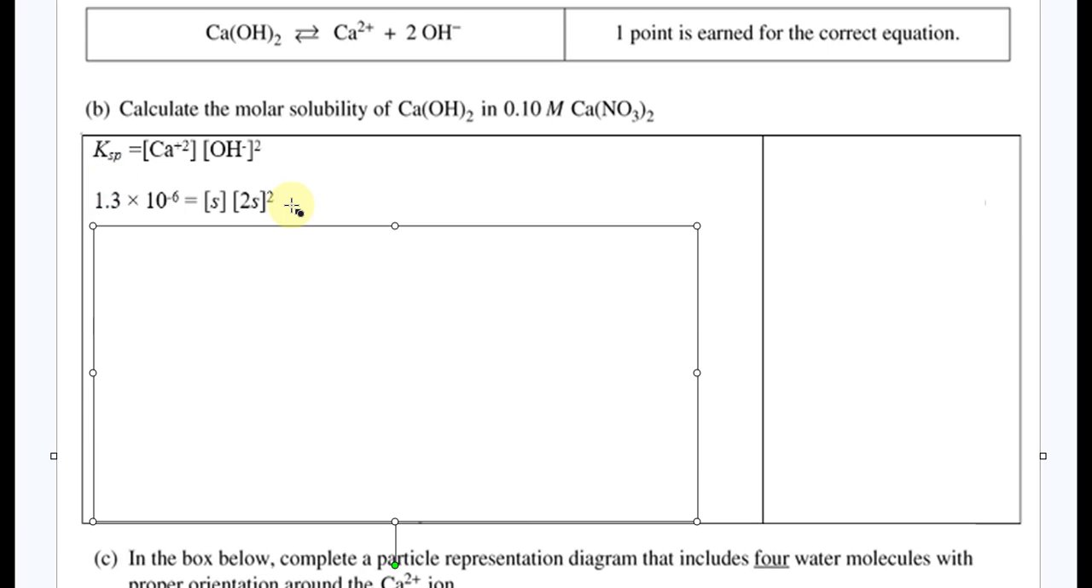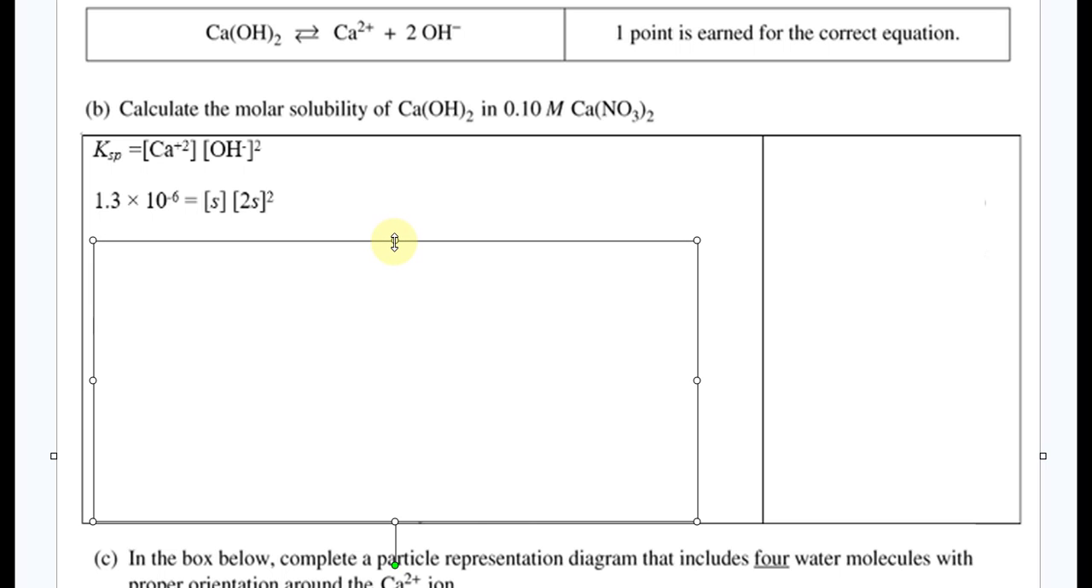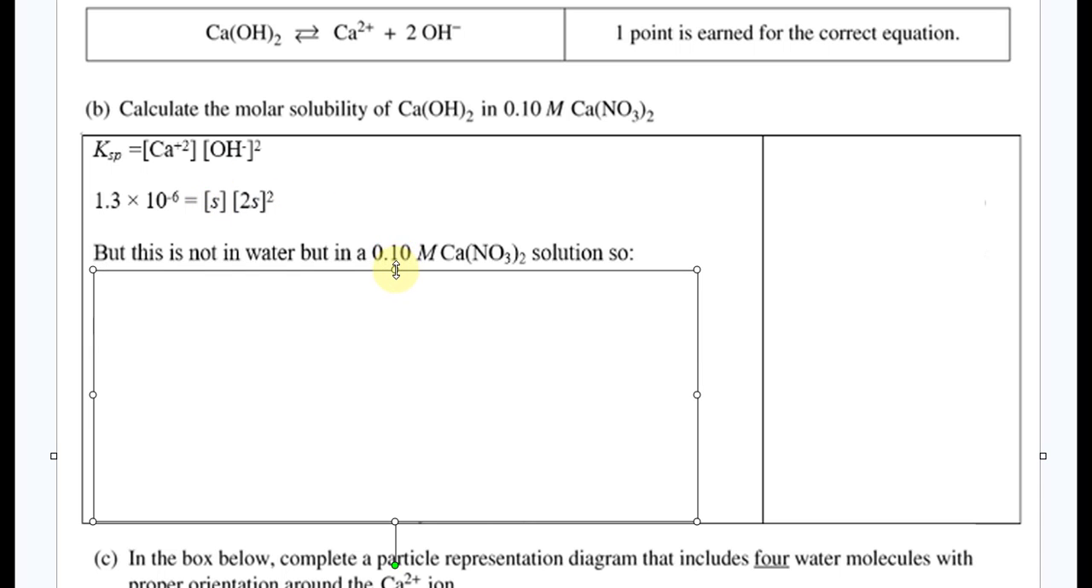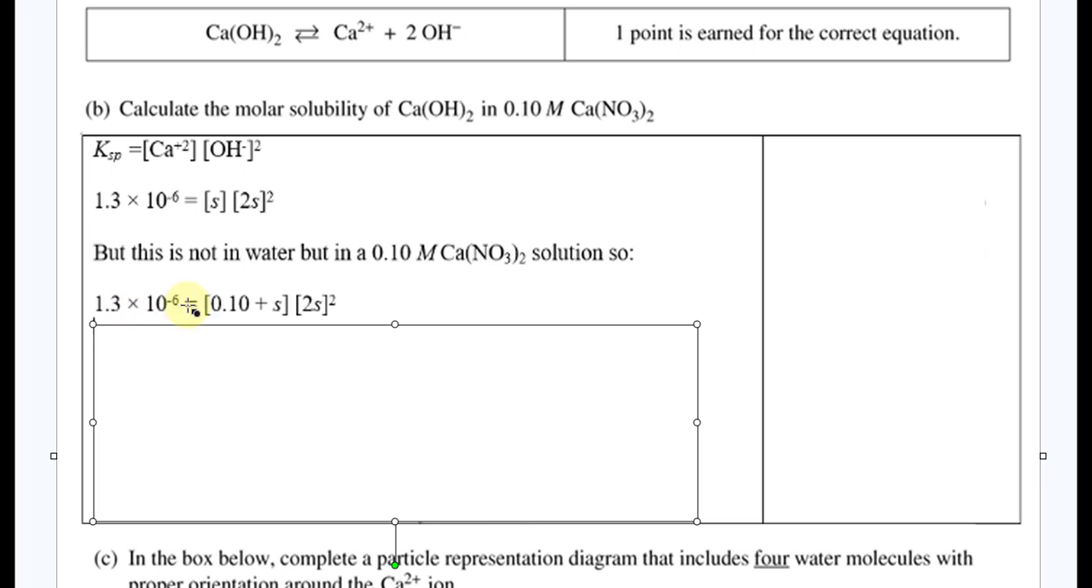And normally you'd solve that. That'd be a 4S cubed. You could put that pretty easily into your calculator to solve. But here's the twist. It's in 1/10 molar calcium. So this isn't just plain calcium. They've got some calcium in there ahead of time. So you're going to have to toss in that 1/10 molar into this, complicating this. KSP, and we've got the 1/10, and then how much will dissolve on top of that, then the 2S.